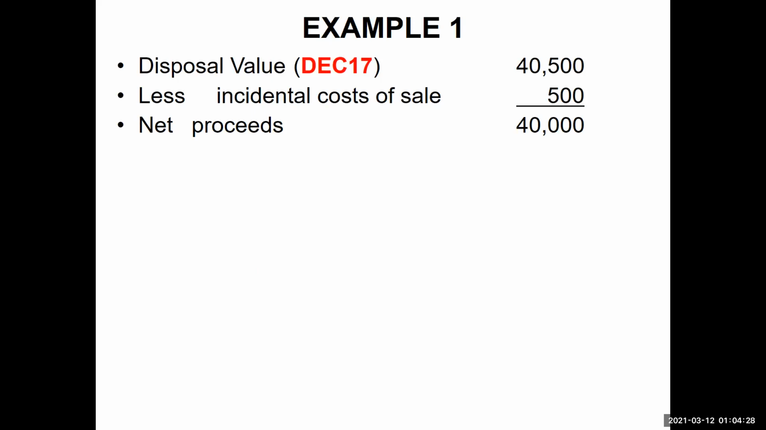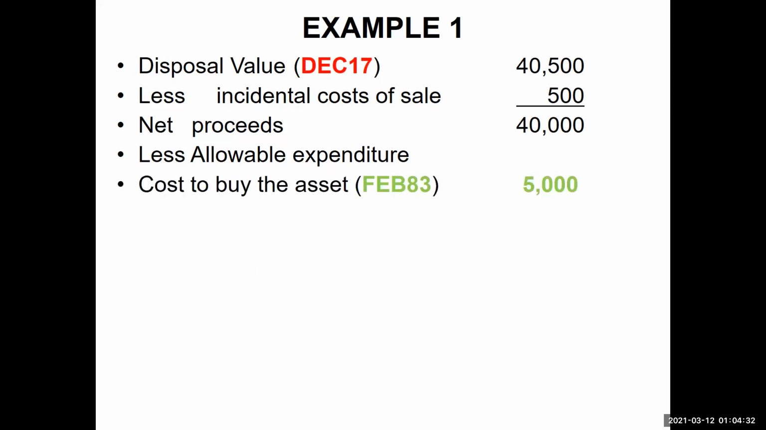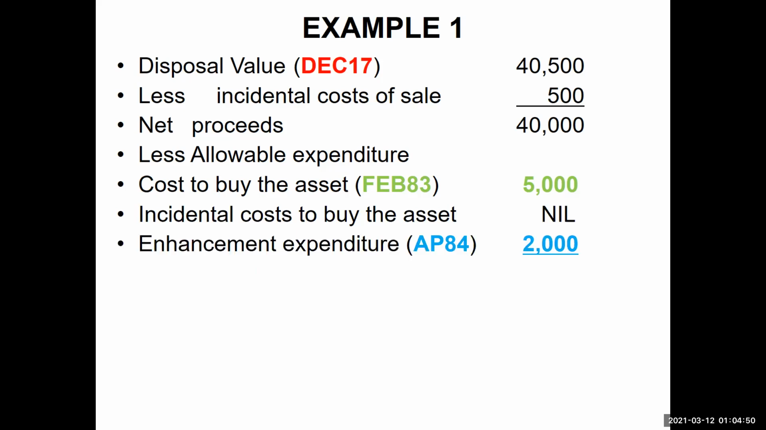Typically easy to calculate, right? Any allowable expenditure, the cost: the original cost was 5,000. We bought it after 1982, in February 1983. Any other allowable expenditure? I think there's no other incidental cost to buy. But there was an enhancement expenditure in April 1984 of 2,000. When we subtract all of this, we get an unindexed gain of 33,000.